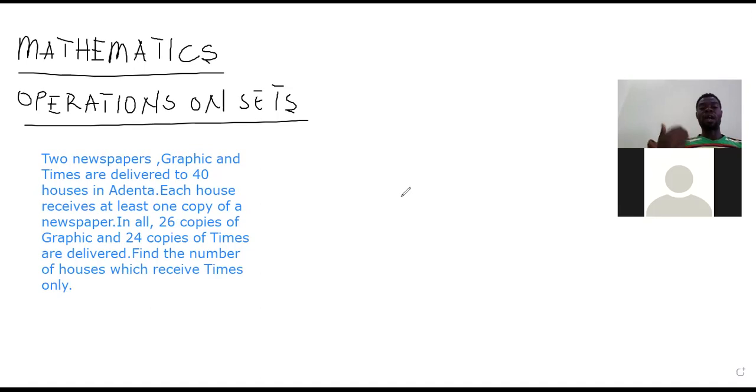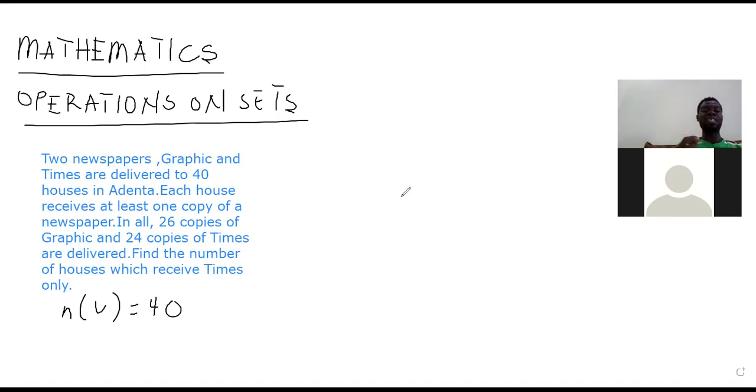Two newspapers, Graphic and Times, are delivered to 40 houses in Adenta. So meaning that the total number of houses that receive the newspapers is 40. So meaning number of U is equal to 40.